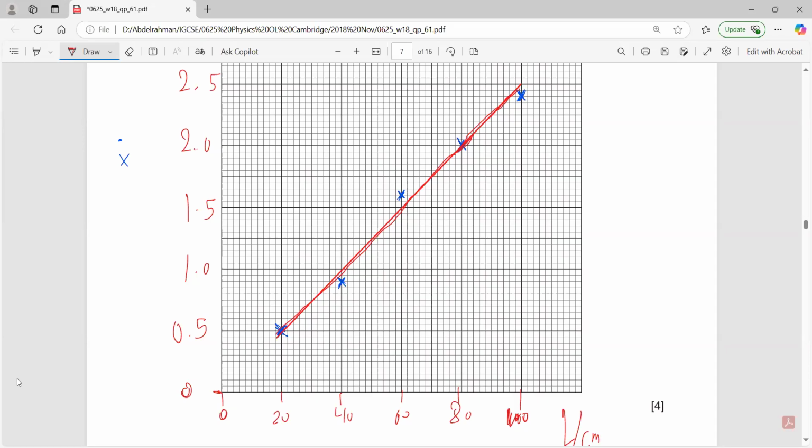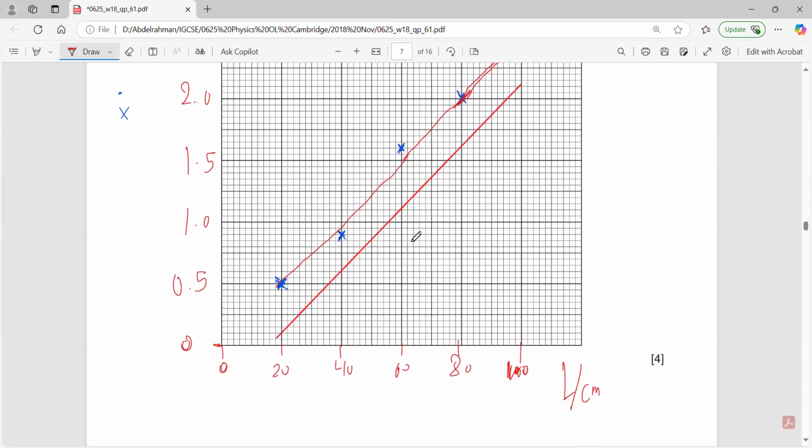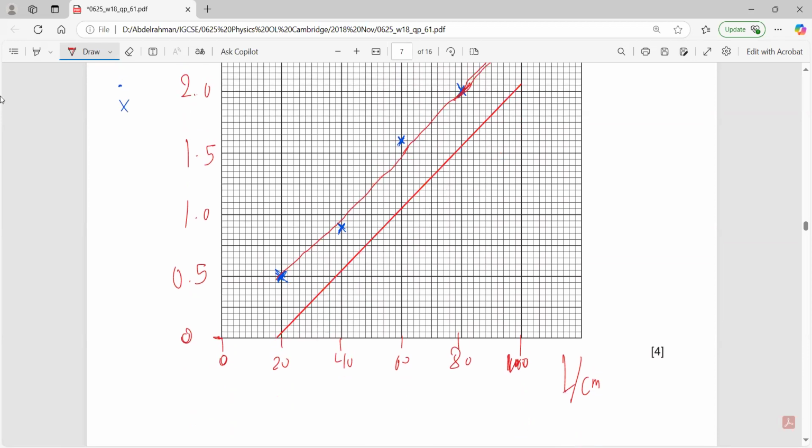You're just drawing a straight line, which is going through most of the points, or it could go through only 1 point. It doesn't matter at all. What matters is that you don't have too many points very far away from the line. These points are quite close to the line, which means that this is a best fit line. Let me remove this line.